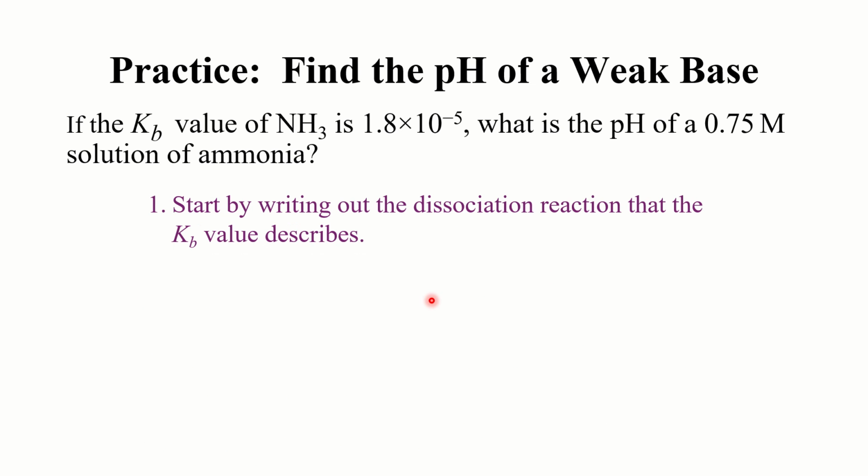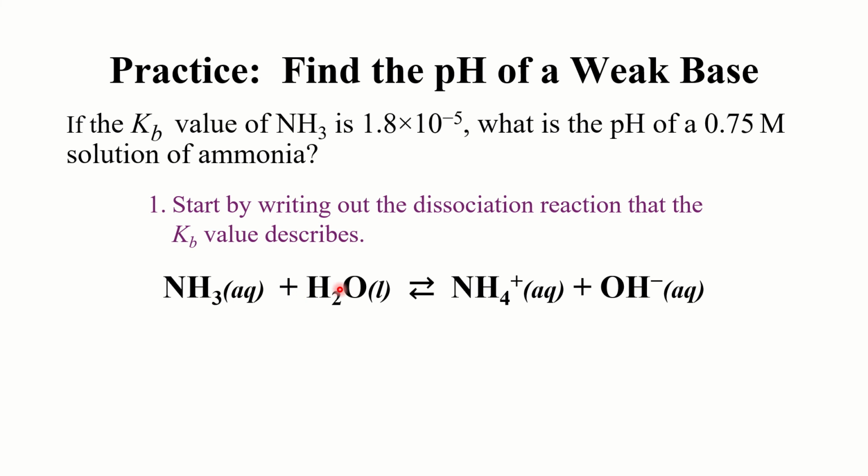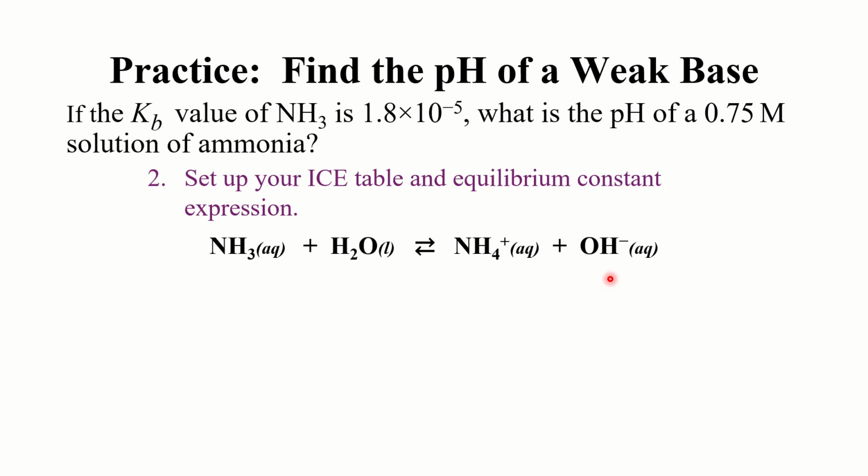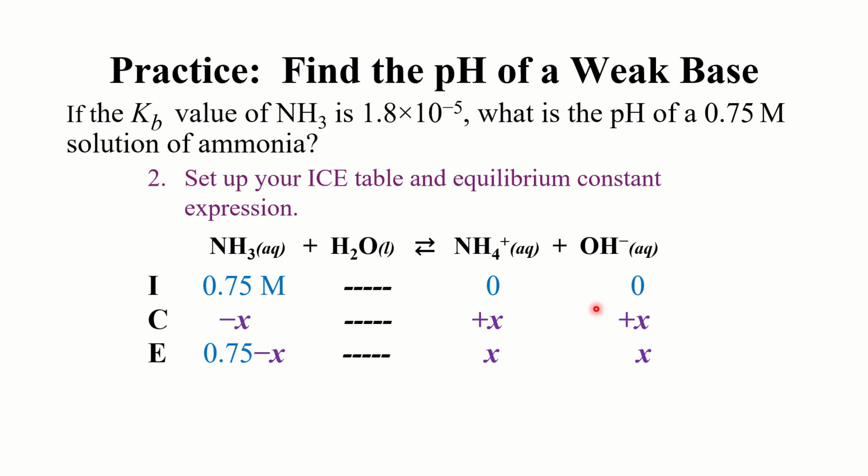We're going to start by writing out the dissociation reaction. So this is NH3 plus H2O forms NH4 plus and OH minus. Second, we're going to set up our ice table. Our initial concentration is 0.75 molar. Water can be ignored. Initial concentrations of the products are both 0.